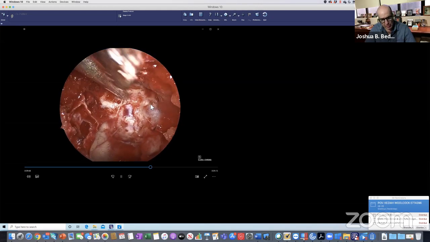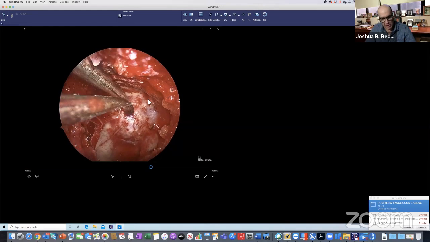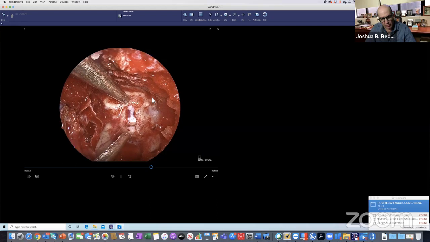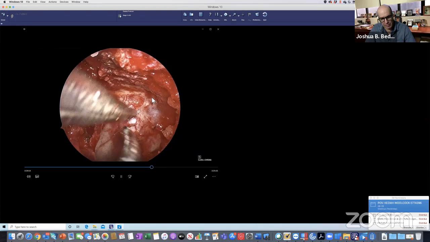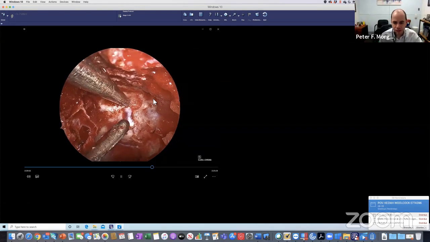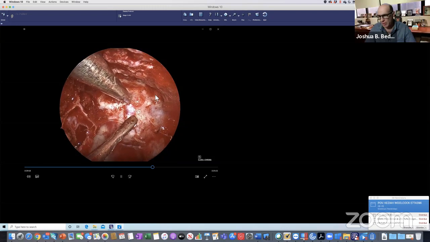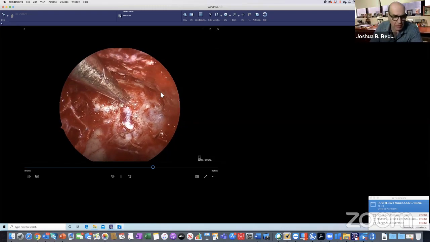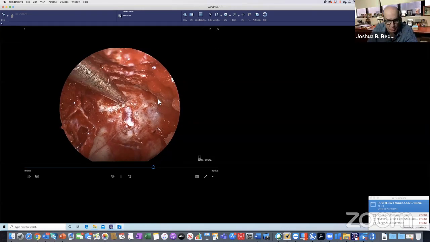So this is your opticocarotid recess here, and this then would therefore be what? Where my mouse is. Yeah, optic nerve. That's going to be the posterior part of the optic nerve right at the orbital apex.